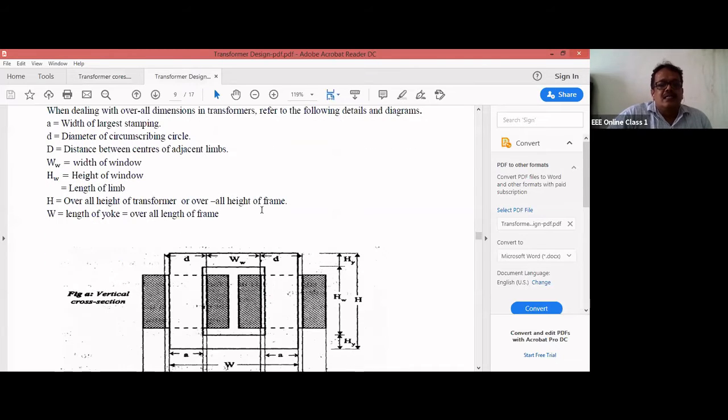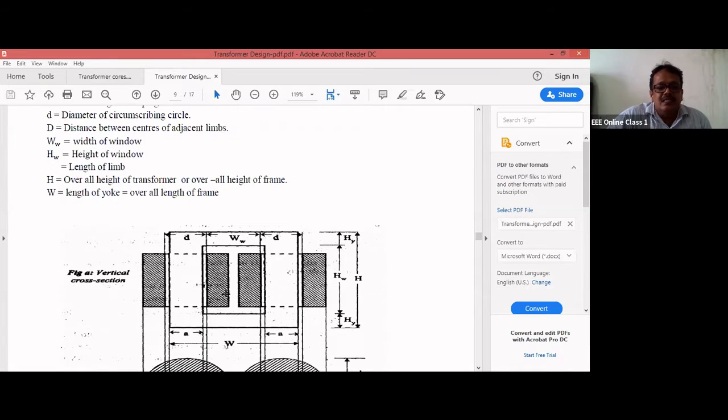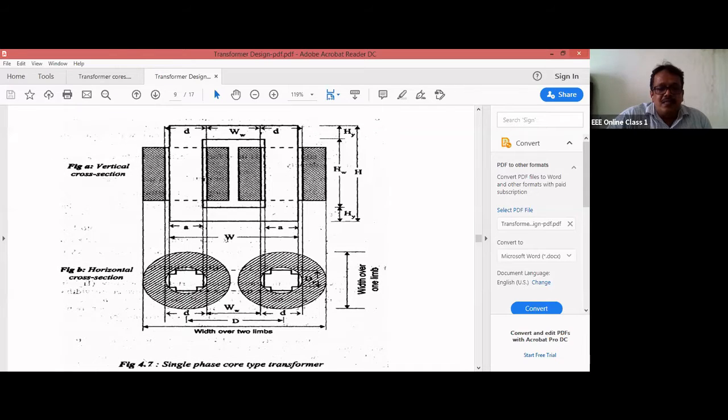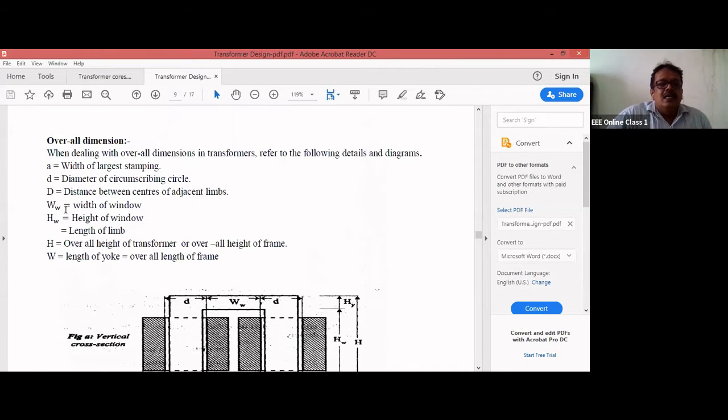Then D is nothing but the diameter of a circle. D is the diameter of the circumscribing circle, this is D. And D is the distance between the centers of adjacent limbs.